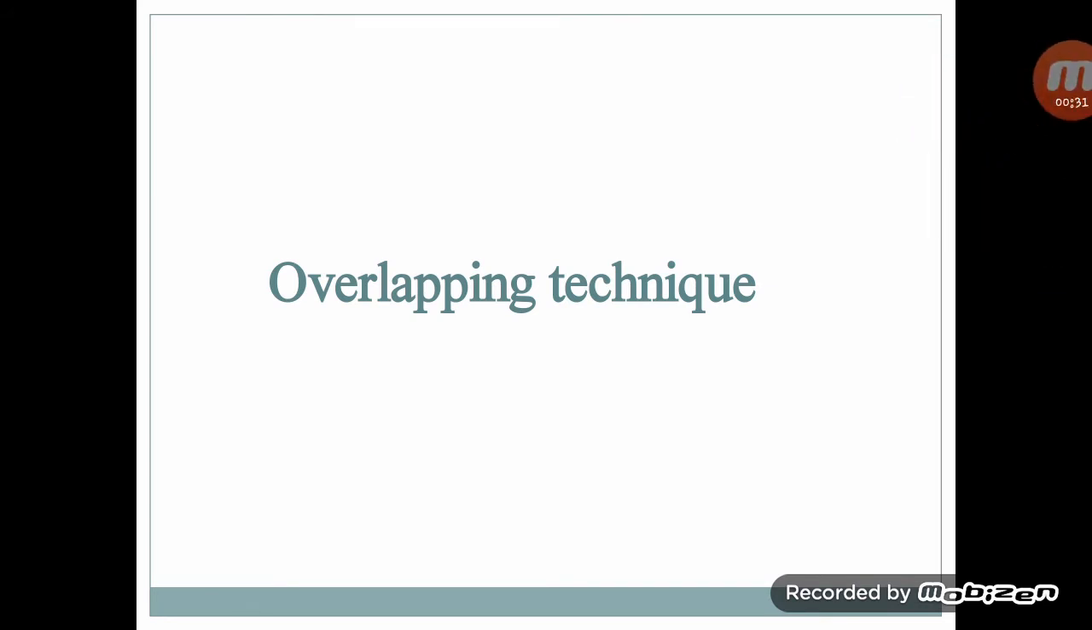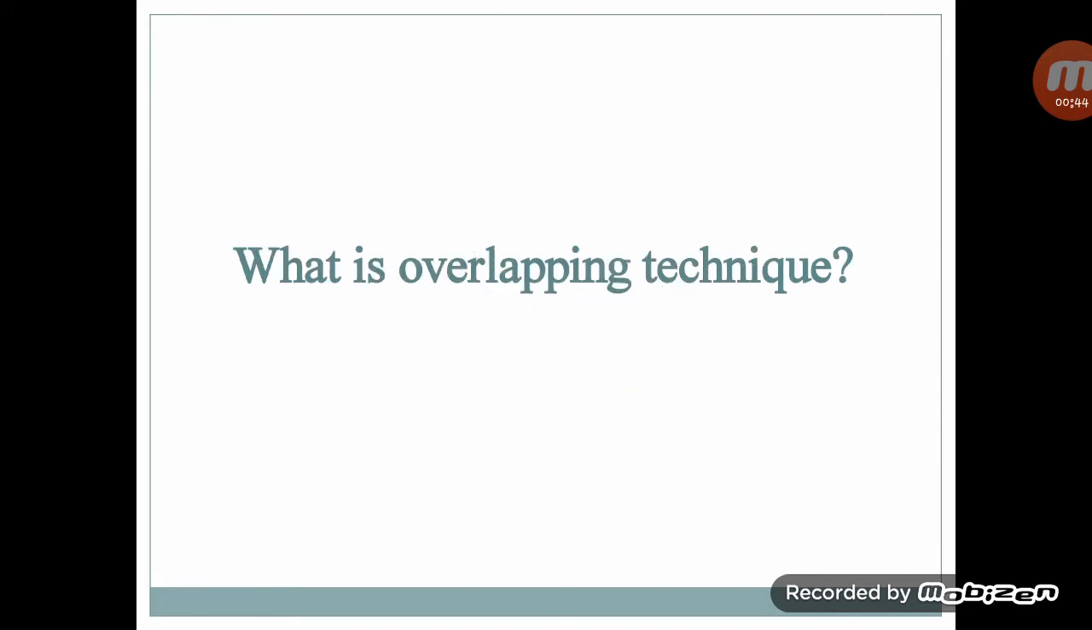Dear students, today our topic is about overlapping technique. First of all, what is overlapping technique? The technique of overlapping in a composition is how all of the elements in a drawing, painting, or photograph overlap each other to help create the illusion of the third dimension.